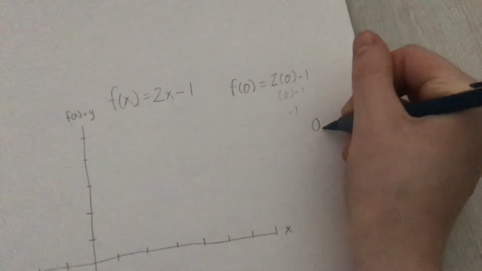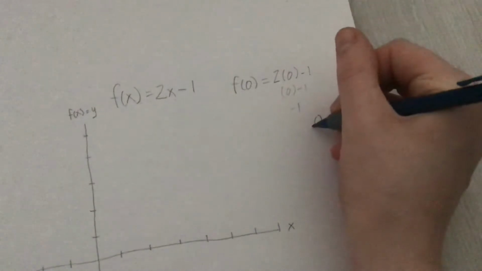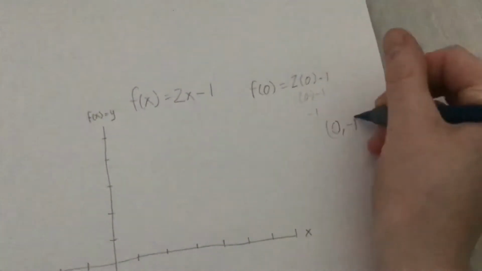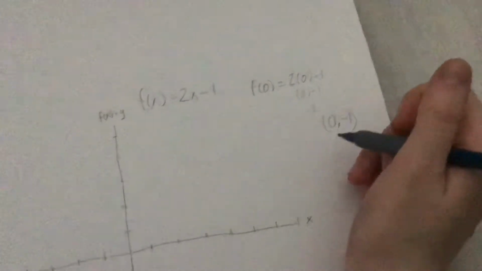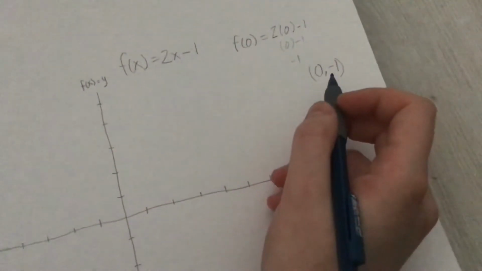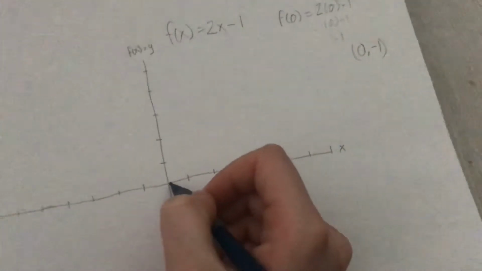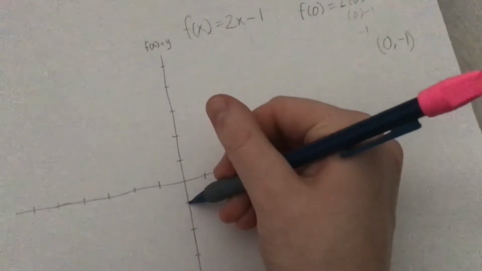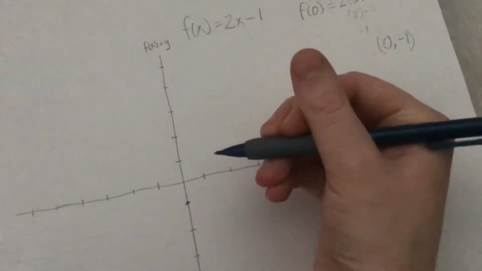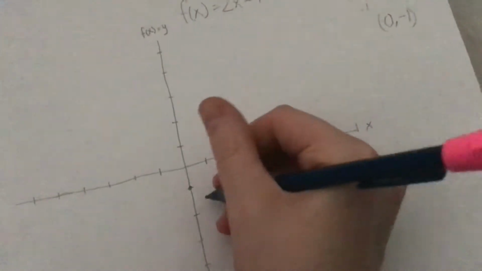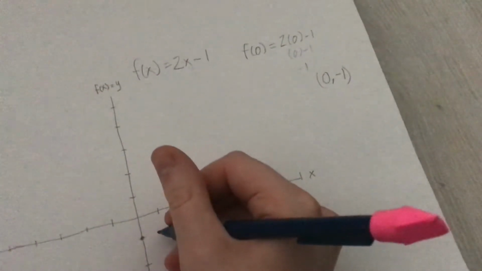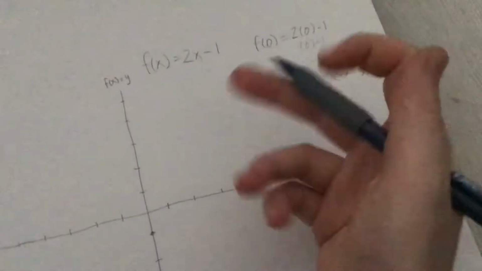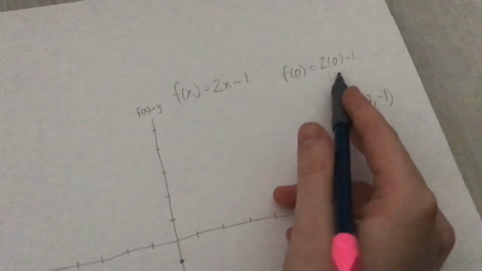We can say 0 is x, and y is negative 1, okay? Here we have 0 on x and negative 1 on y, and here we'll place a dot to remind us. This is where we have the y-intercept. Now that I say it, this is the y-intercept. So if you set x equal to 0, you get the y-intercept.